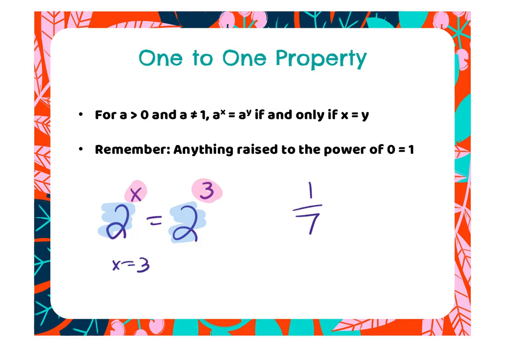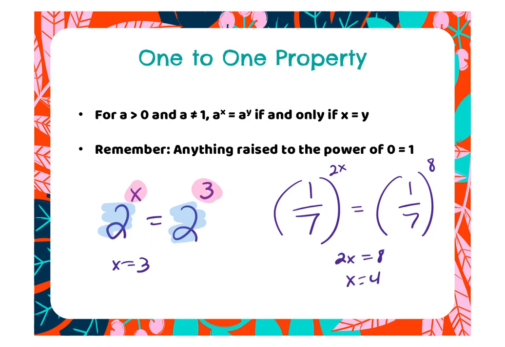So if it said 1/7 to the 2x equals 1/7 to the 8th, then I ignore the base because the base is the same, and I would set my two exponents equal to each other. Now, sometimes the bases are already equal, and sometimes we have to work to rewrite a base so that it is the same, which is what you'll see in a second. And again, remember, anything to the power of 0 is 1. We already talked about it today, but it's definitely going to start to come back up.